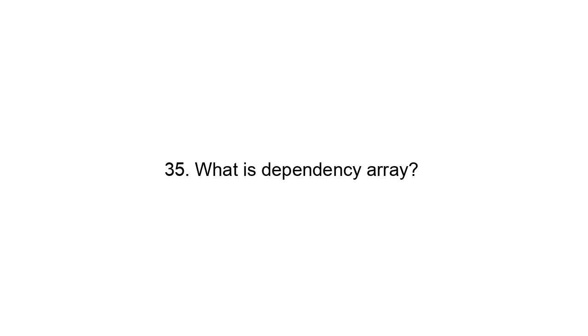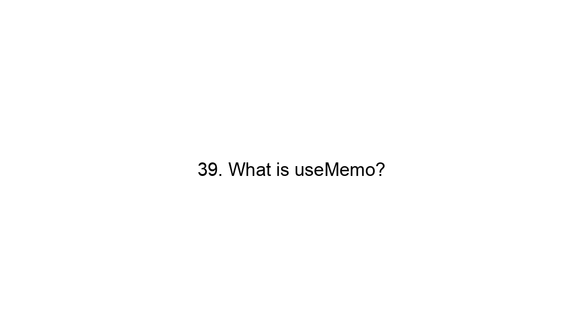35. What is dependency array? Controls when effect runs. 36. What is useContext? Access global state. 37. What is context API? Avoid prop drilling. 38. What is useRef? Stores mutable value without re-render. 39. What is useMemo? Memoizes computed values. 40. What is useCallback? Memoizes functions.